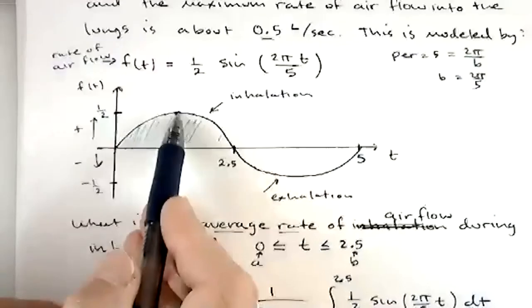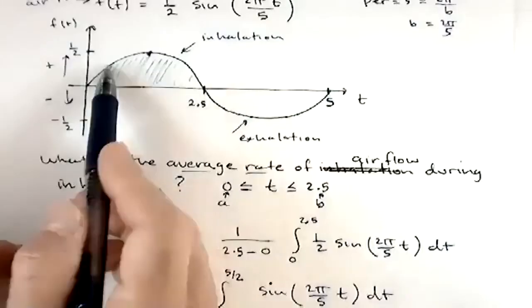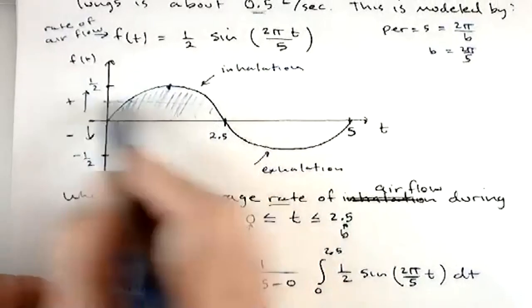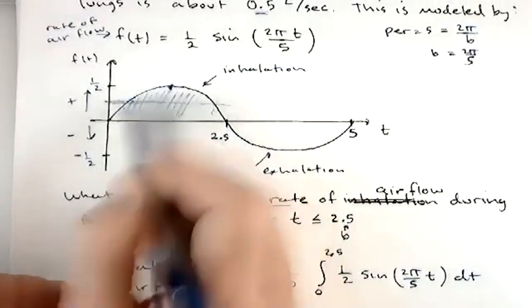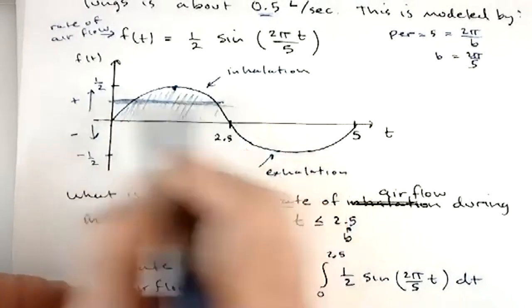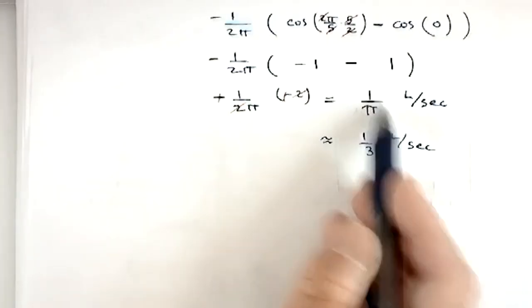Remember, the maximum rate of airflow when you're at the peak of your inhalation is 1/2 liter per second. So your average, and the average is kind of just like about what we were saying, is that if this was a cup of water in some weird way like this, it would be like the average height of the sine function in that interval. That's what that really stands for, that 1 over pi.